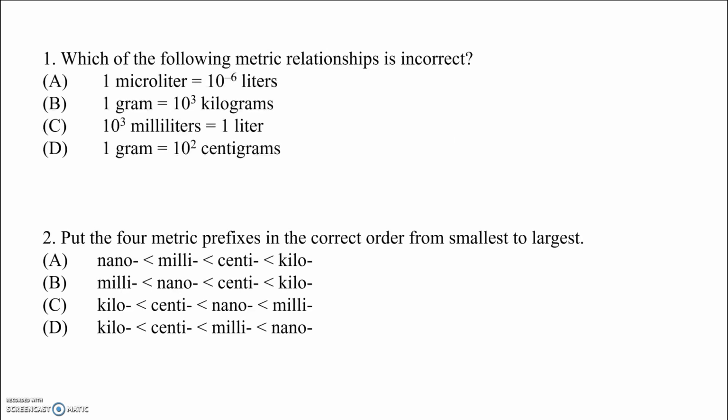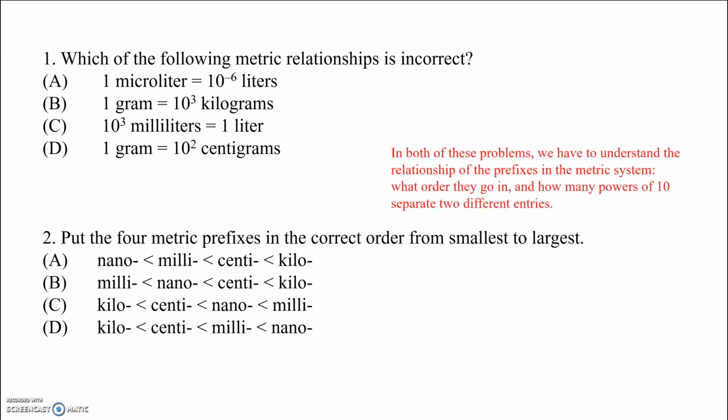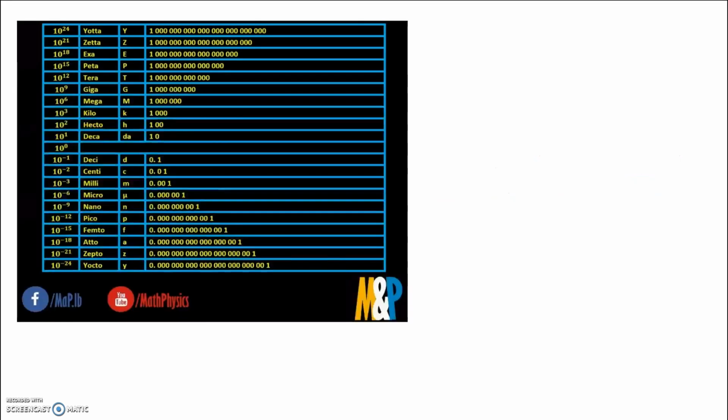Number 1, which of the following metric relationships is incorrect? And number 2, put the 4 metric prefixes in the correct order from smallest to largest. All right, in both of these problems, we have to understand the relationship of the prefixes in the metric system, and so what order they go in and how many powers of 10 separate the 2 different entries, okay?